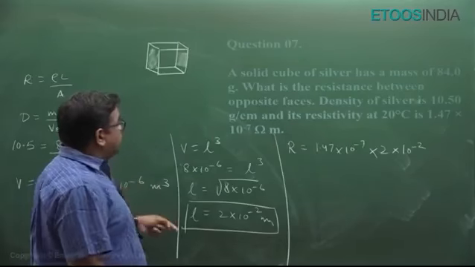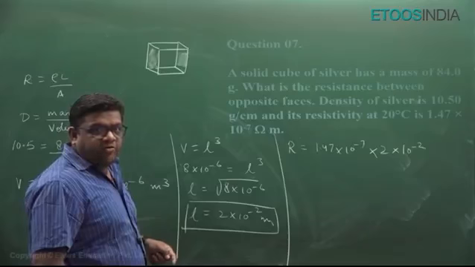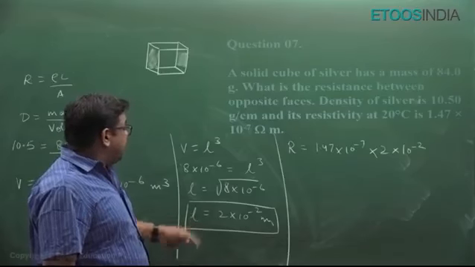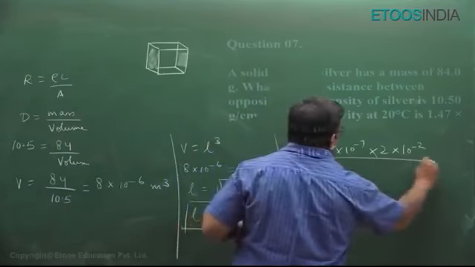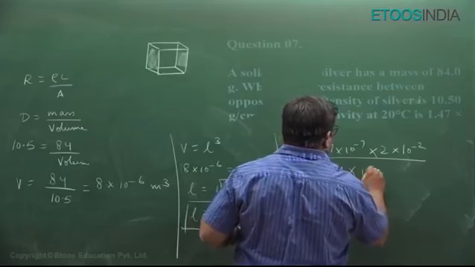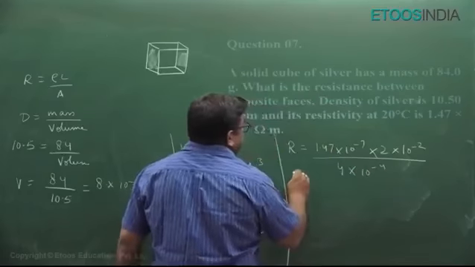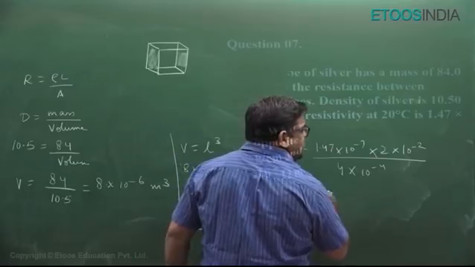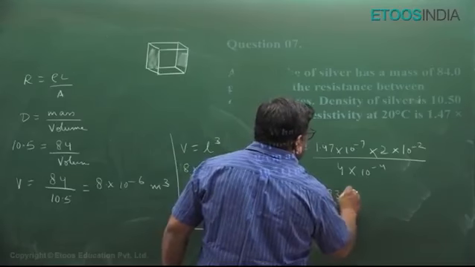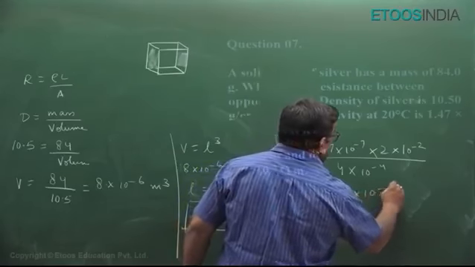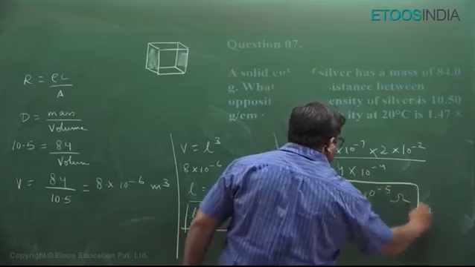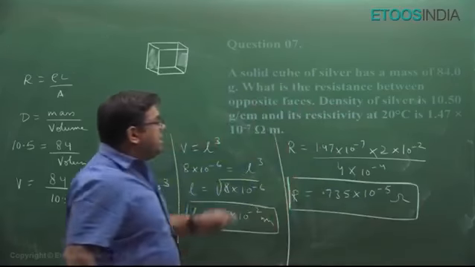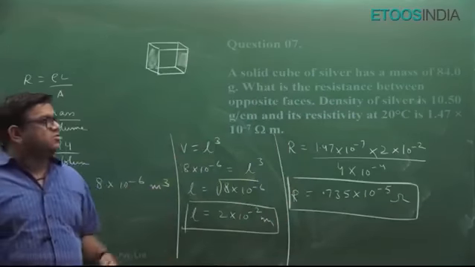And of course, for the area, we need to find the area also. The area will be 4 into 10 raised to power minus 4. And the final answer will be 0.735 into 10 raised to power minus 5 ohm. When we solve it properly, the final answer will be this only.